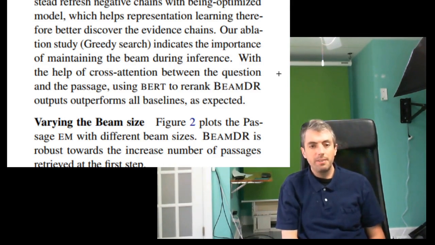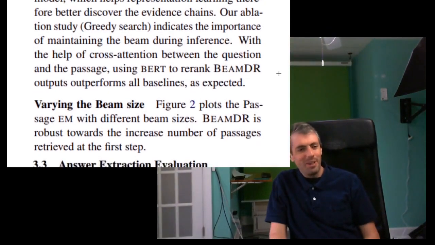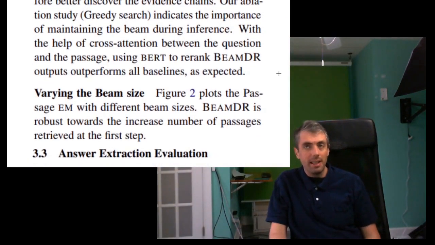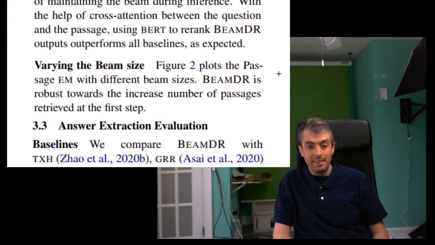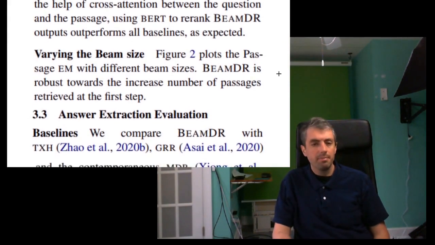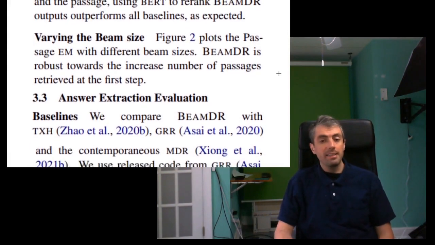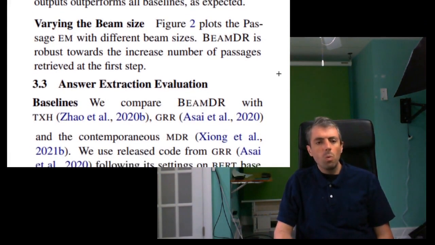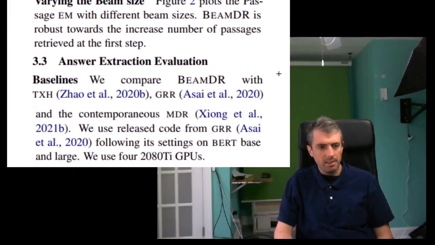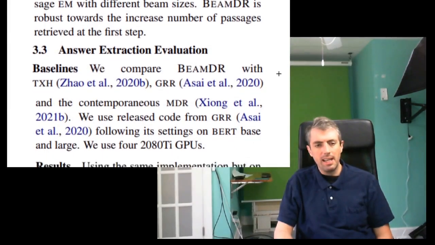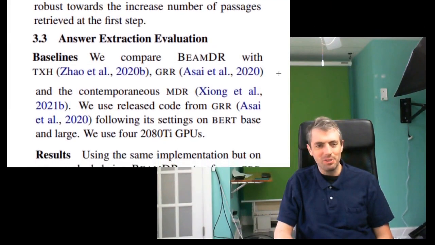Varying the beam size. Figure 2 plots the passage EM with different beam sizes. BeamDR is robust. Section 3.3, Answer Extraction Evaluation. We compare BeamDR with TXH, GRR, and the contemporaneous MDR. We use release code from GRR, following settings on BERT base and large. We use 4 1080 Ti GPUs.